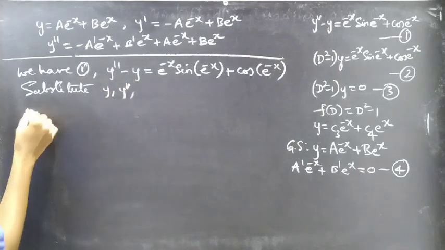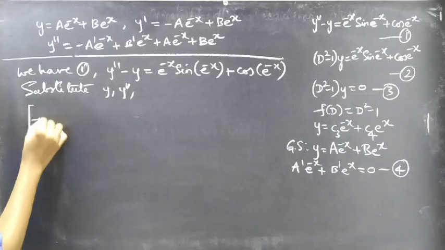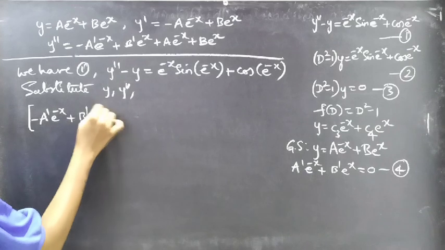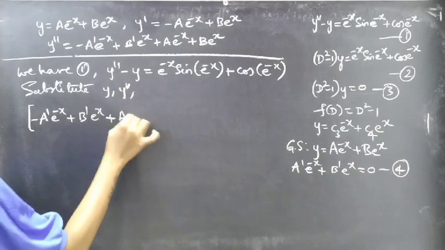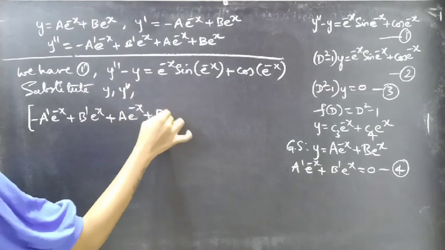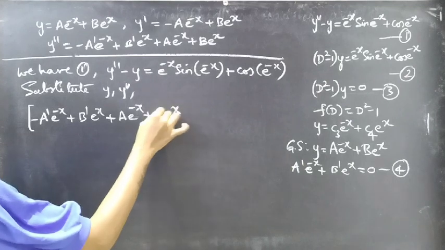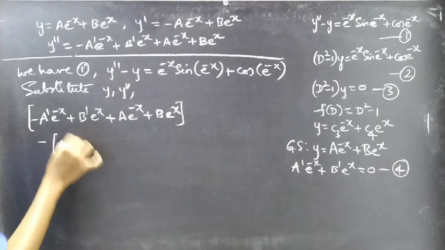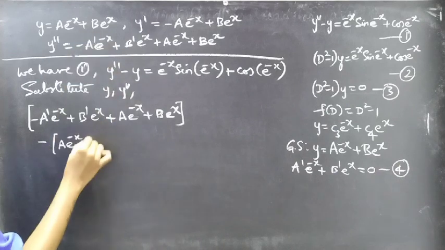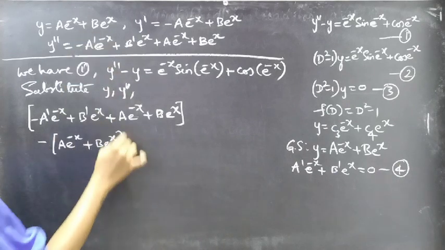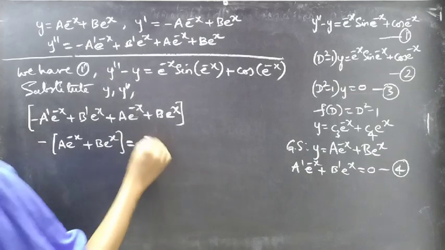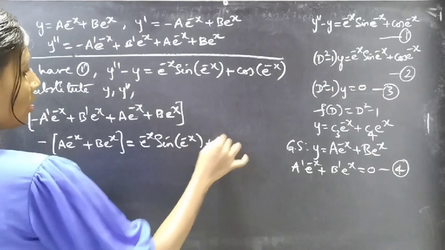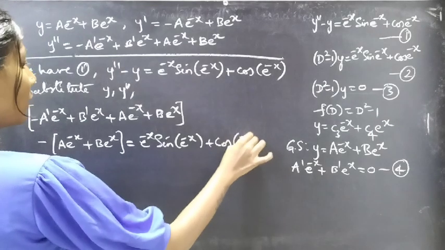The above equation becomes minus a dash e power minus x plus b dash e power x plus a e power minus x plus b e power x, minus y, a e power minus x plus b e power x, equal to the RHS part e power minus x sine of e power minus x plus cos e power minus x, right?